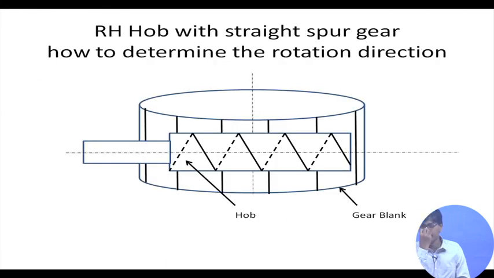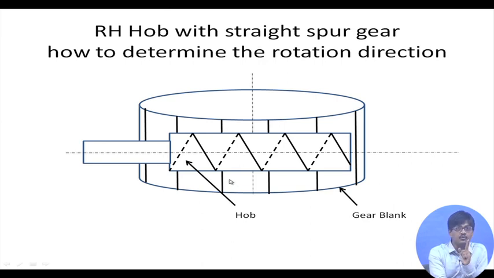Now coming to this, how do we decide? This problem also we had identified. How do we decide whether a particular hob is correctly aligned with the workpiece or gear blank? For that, let's see. We are taking the case of a spur gear with straight teeth, and this is a right-handed helix. So the dotted one is the one which is touching or on the side of the gear teeth, in contact with the gear teeth.